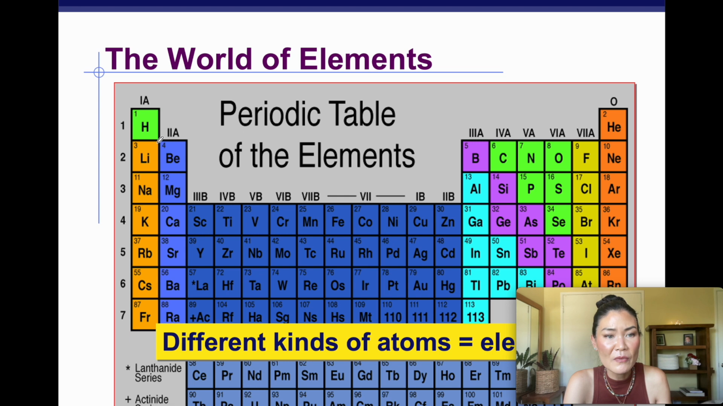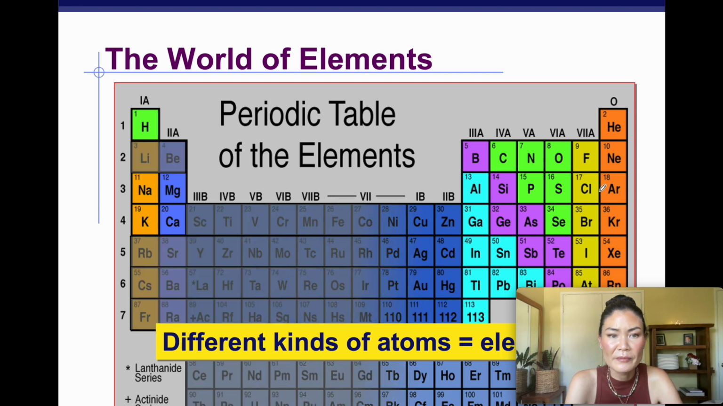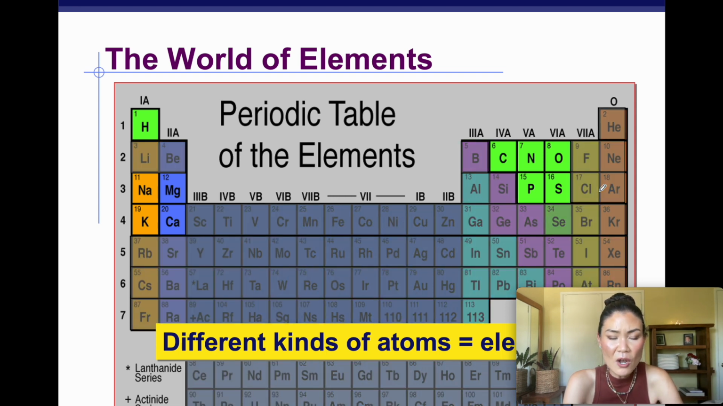The most simple type of element is hydrogen. And then the second most simple is helium. Then you have lithium, beryllium, boron. 6 is carbon, 7 is nitrogen, 8 is oxygen, 9 is fluorine, etc. Okay? And so when we talk about living things, the 92 elements don't make up all living things.